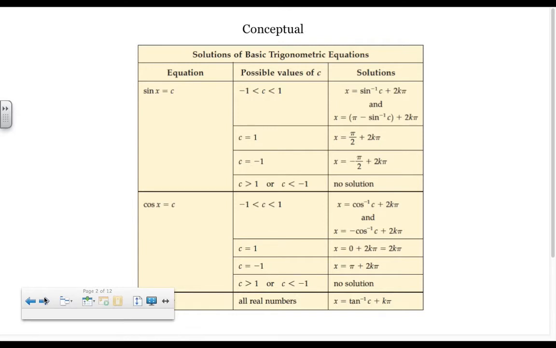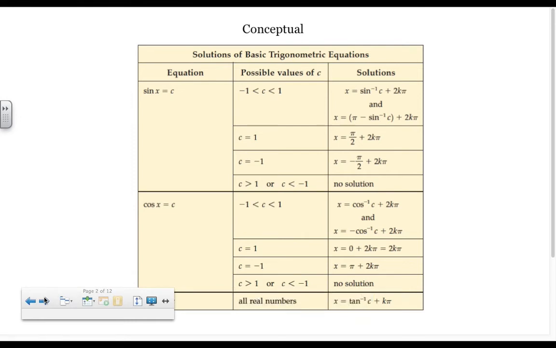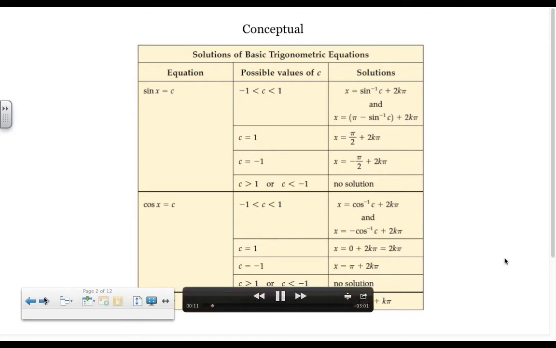Now, tangent, which happens to be covered up by my little thingy over here. Now that came back up. Tangent works for anything, so you can take the inverse tangent of anything, and it's simply the inverse tangent of that plus k pi. So please keep track of this chart so that you can find your solutions. If you have this chart, it's very, very simple.